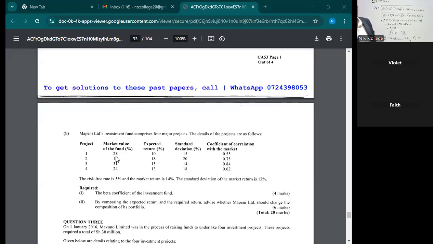So we have projects here, project 1, project 2, project 3. Then we are told the risk-free rate is 5% and the market return is 14. The standard deviation of the market is also given here. They require the beta coefficient of the investment fund.